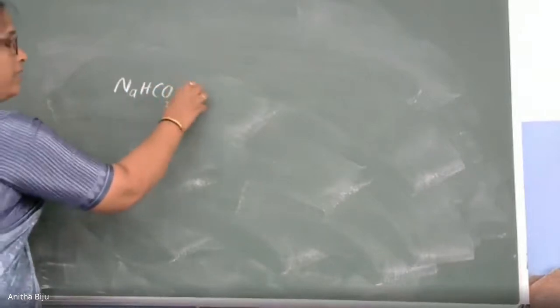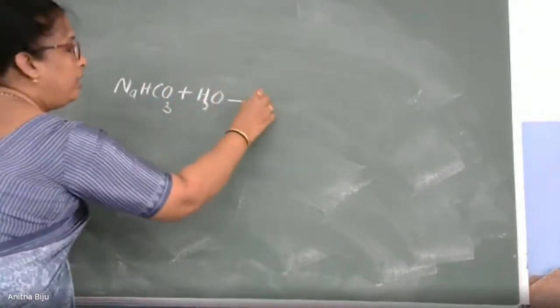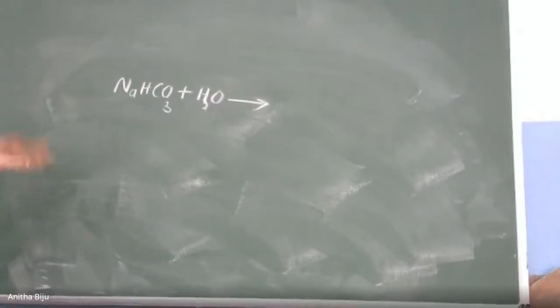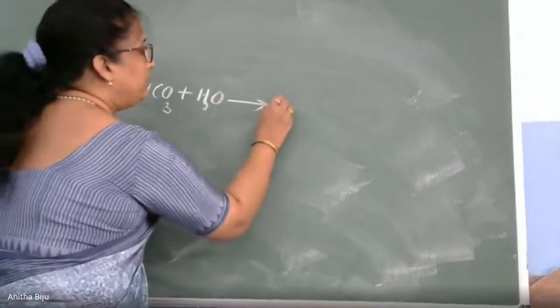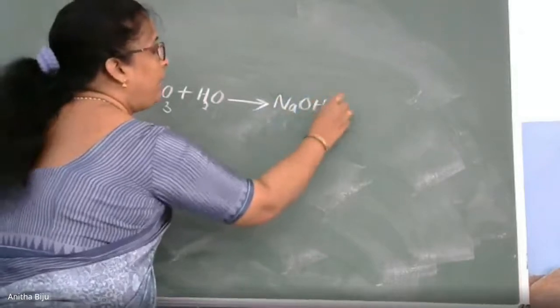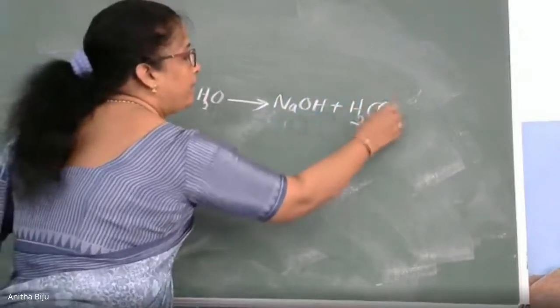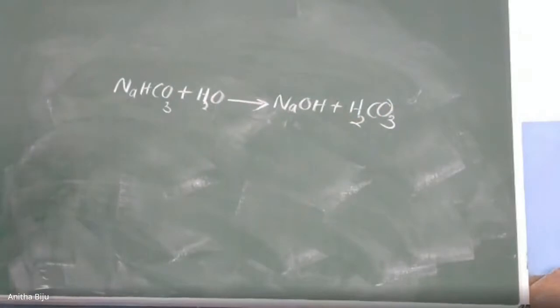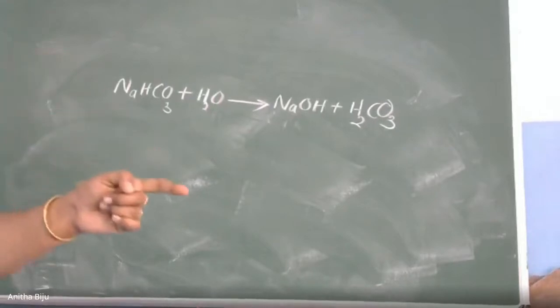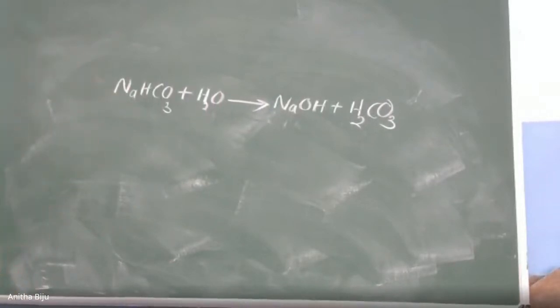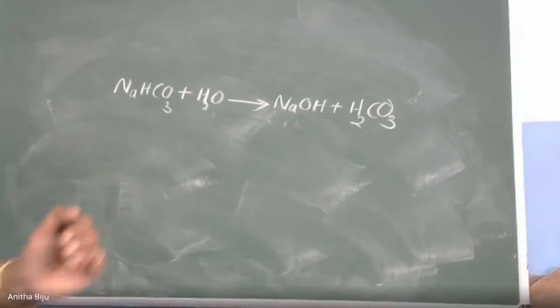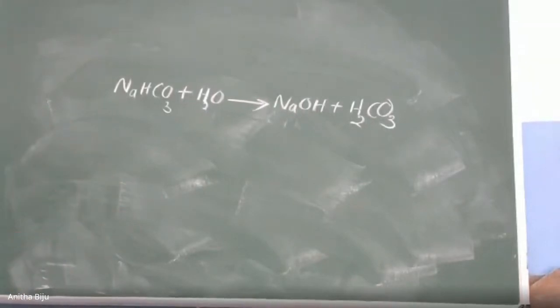NaHCO3 plus H2O. Very simple way you can write the equation. First we get NaOH, then we get H2CO3: sodium hydroxide and carbonic acid. You know that carbonic acid is H2CO3, which is a weak acid. Okay, this is the first equation you can remember. Sodium hydrogen carbonate reacts with water forming NaOH and H2CO3.